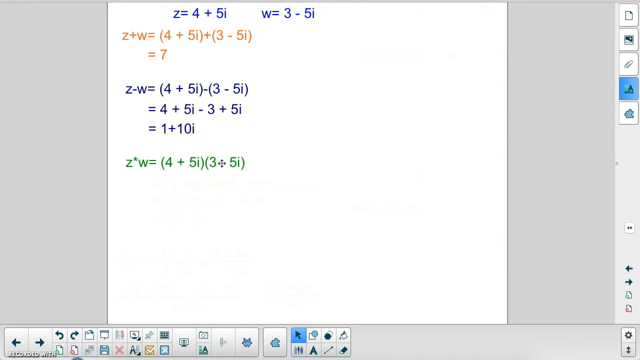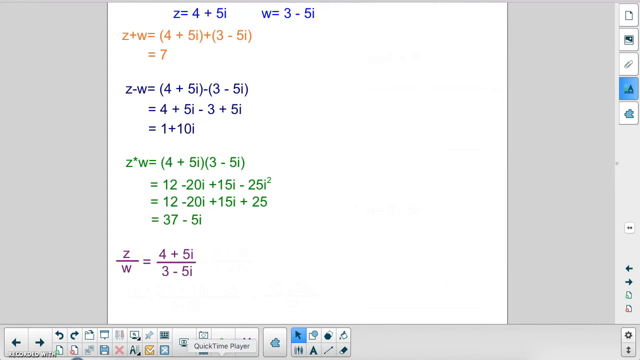Now I'm going to multiply those two together. When I'm multiplying these, I treat it as if it's a binomial times a binomial. So I'm going to FOIL my first terms, outer, inner, and last. So first gives me 12, outer gives me negative 20i, inner gives me 15i, and last gives me negative 25i squared. But remember your powers of i: i squared is really negative 1. So that becomes a positive 25. Now I can just combine like terms and have 37 minus 5i.